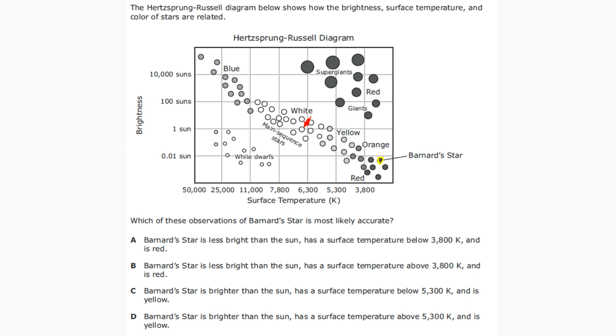Of course, brightness is here, and it is increasing as you go up. The higher you are on the top of the HR diagram, the brighter you are. So Barnard's star is less bright than the sun because it's below it on the HR diagram. It has a brightness of about 0.01 sun, and our sun, of course, is 1 sun. It has a surface temperature below 3800, which is true because it's on the right side of 3800, and it is red. So this one is true.